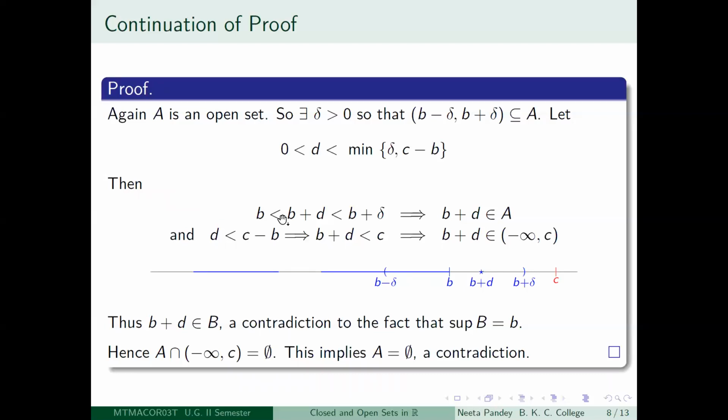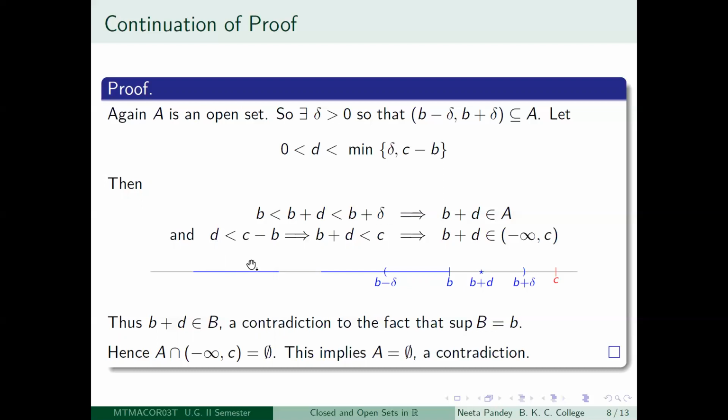We know that B is less than B plus D because D is positive. And B plus D is less than B plus delta because D is less than delta. So therefore, B plus D belongs to open interval B to B plus delta, which implies that it is an element of the open interval B minus delta to B plus delta, right? So therefore, B plus D is an element of capital A.